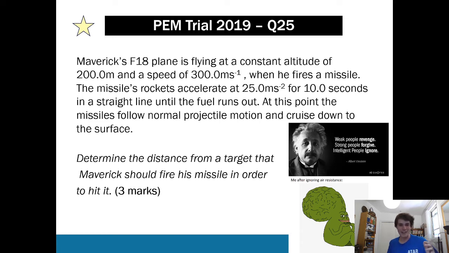Okay, so Maverick's F-18 plane is flying at a constant altitude of 200 meters and a speed of 300 meters per second when he fires a missile. The missile's rockets accelerate at 25 meters per second squared for 10 seconds in a straight line until the fuel runs out. At this point, the missile follows normal projectile motion and cruises down to the surface. We need to determine the distance from a target that Maverick should fire the missile in order to hit it.